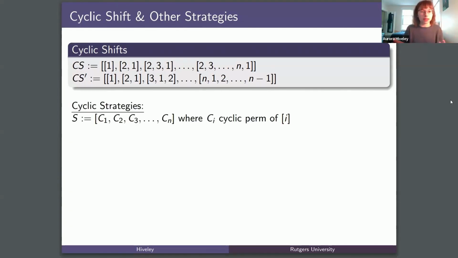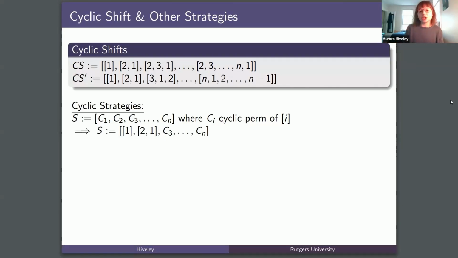So what other types of strategies might we consider? Well, we might think about cyclic strategies. And what I mean by that is strategies whose components are all cyclic permutations. So in this case, C1 is a cyclic permutation of length 1, C2 is a cyclic permutation of length 2, and so on. And as a reminder, cyclic permutations are generated by one cycle. So of course, C1 is always going to be 1. There's only one permutation of length 1, and it's there for completeness.